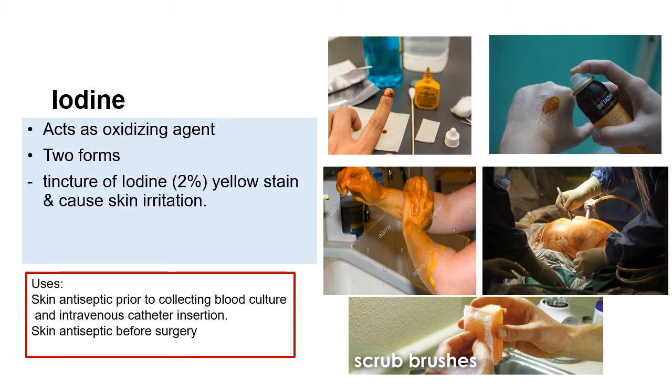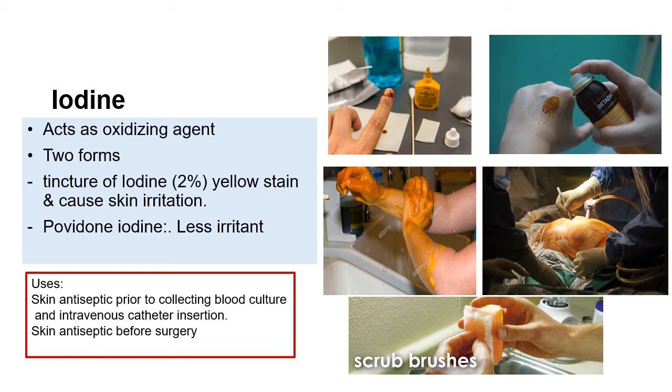The first one is tincture of iodine, which is 2%. It's a yellow stain, and it can cause skin irritation, so it's very, very strong. You have to be very careful. And then we have the povidone iodine, which is less irritant. And I think you are very familiar with the uses from the picture here.